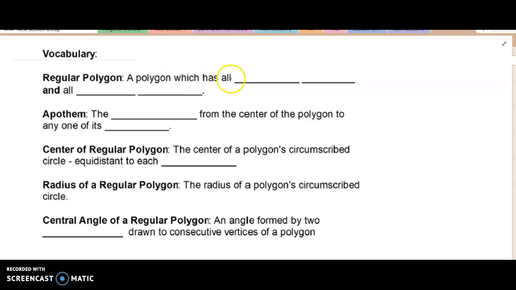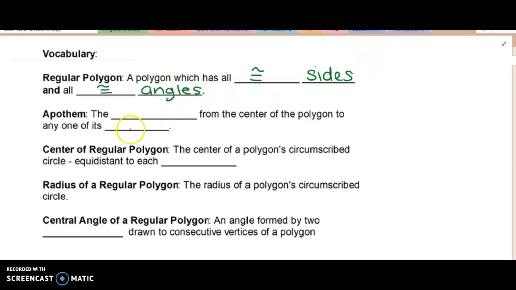A regular polygon is a polygon which has all congruent sides and all congruent angles. We've talked about these before, so if that's ringing a bell, that's a good thing. If not, just know that in order for a polygon to be regular, all sides have to be the same and all angles have to be the same.